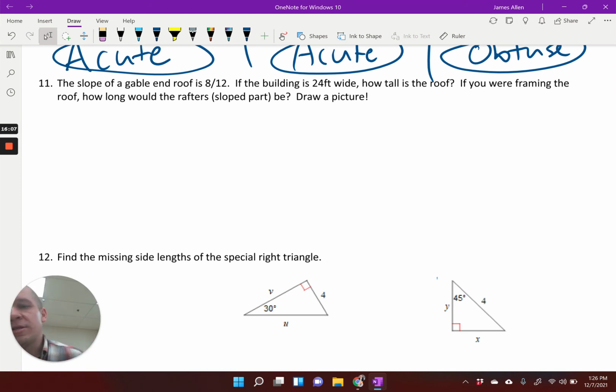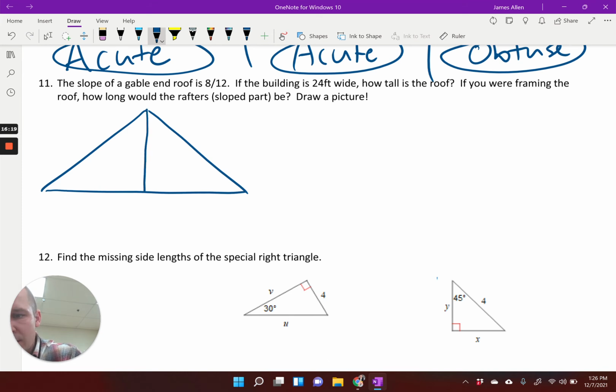Moving on. The slope of a gable end roof is 8 over 12. The building's 24 feet wide. How tall is the roof? All right, so if I were to draw this roof out, I'll just do the roof part. I know this would come down and be perpendicular. If we're framing this out, it's going to be symmetrical. It is 24 feet wide, which makes this 12 feet.